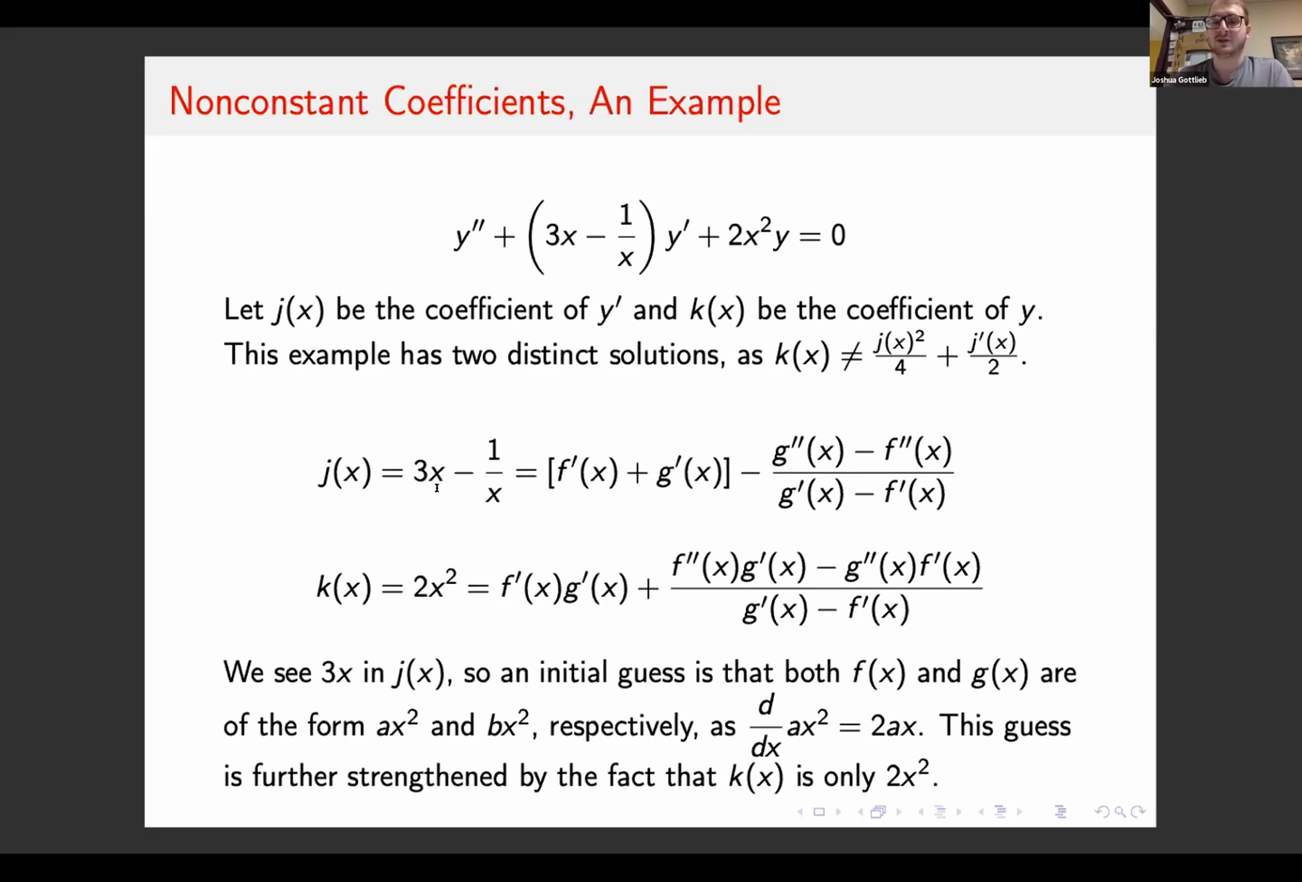So we have j of x equals (3x minus 1) over x and k of x equals 2x squared. And these match up with the coefficients that were listed earlier. Since we see 3x in j of x, the initial guess is that both f of x and g of x are of the form ax squared plus bx, because the first derivative of ax squared is just 2ax. This is also strengthened by the fact that k of x is 2x squared, because when you multiply two linear polynomials, you get a quadratic.